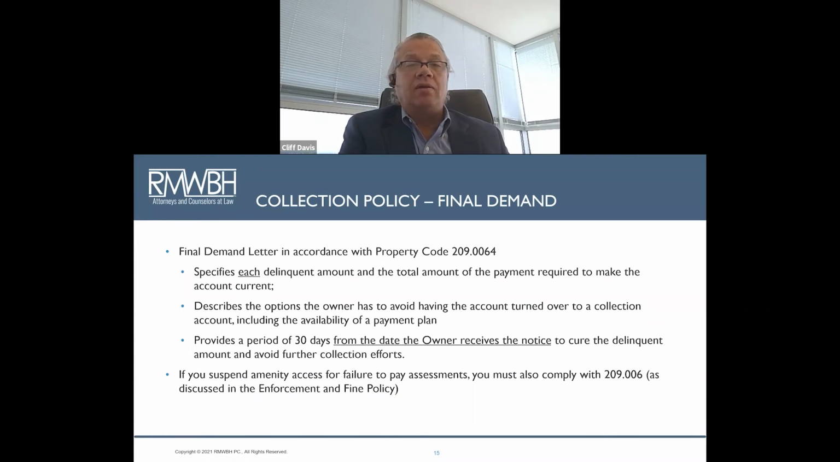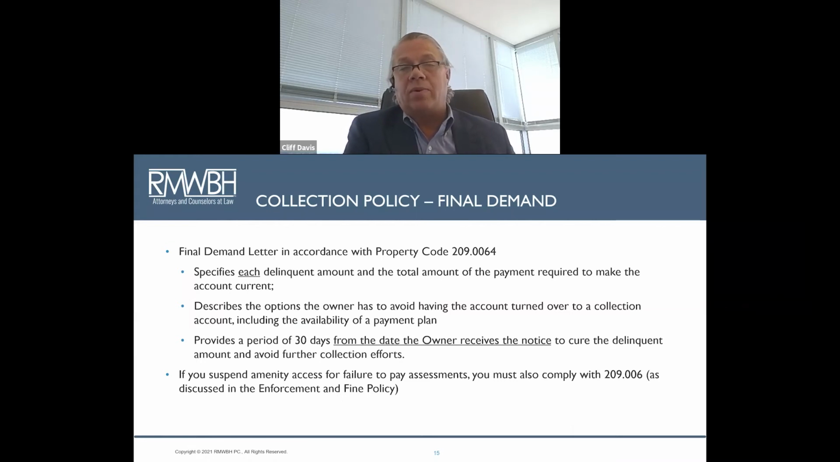And that 209 collection letter has to state each delinquent amount and the total amount of the payment to make the account current. It is our recommendation that it include an itemization of every charge, and that you not group charges in that letter. We believe that it should have an itemization as opposed to a grouping of charges. The letter also has to describe the options the owner has to avoid the account being turned over to a collection agent, which is the attorney, including the availability of a payment plan.